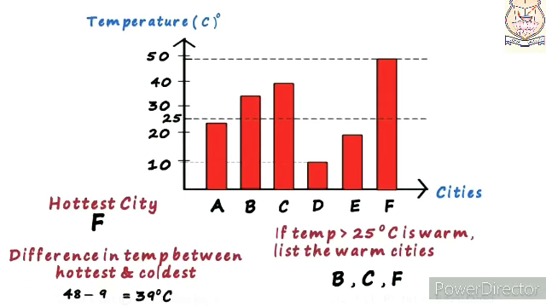Apart from helping us answer such questions, the most important way in which the bar graph helps us is that just by looking at it, we get an idea about each of the categories.